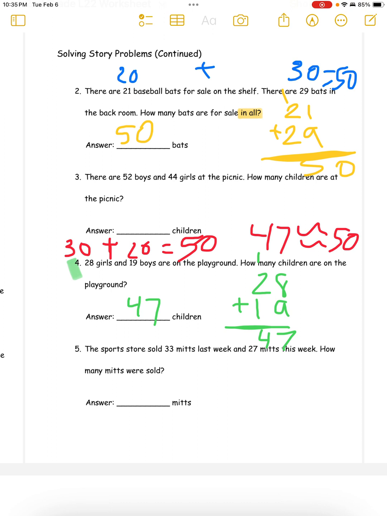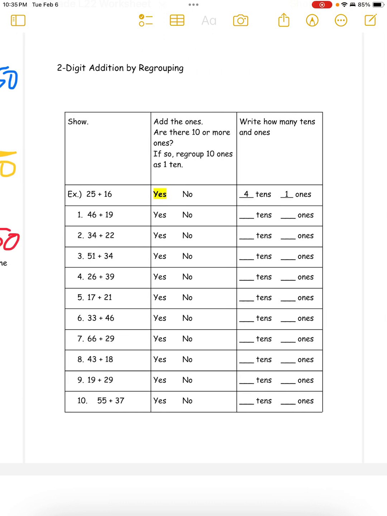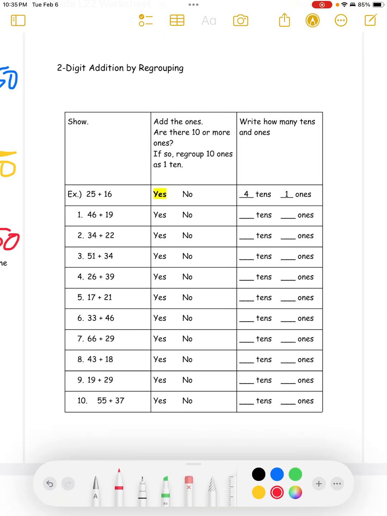Let's move on to page number 3. This is something different. Two-digit addition by regrouping. Add the ones. Are there 10 or more ones? If so, group 10 ones as 1 ten. Write how many tens and ones. So let's look at this example done here for us.